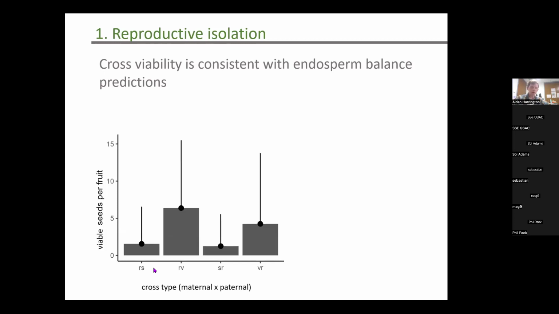What do we see? We see that the 2 crosses involving Virgata, the diploid Virgata, so RV and VR, have much greater viability than either cross involving Stellata, the other diploid, the sulfur. So our predictions do hold. We find that the Virgata crosses are more viable than the crosses with Stellata. And we find that the maternal rhomboidea x paternal Virgata cross, RV, is more viable than the reverse cross, VR.